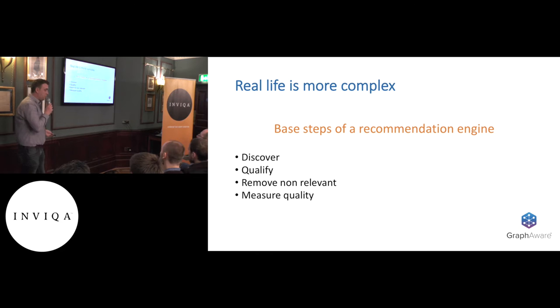So what we came up with is that generally a recommendation engine has four steps. First we discover people, candidates. It should not be people, it can be books, but discover items to recommend. This is the first step. Then we should qualify these items. For example, if you live in the same city, we can add a boost to the score. Then we should remove non-relevant items. In that case, for example, it can be the persons that I already follow or I'm already friends with.